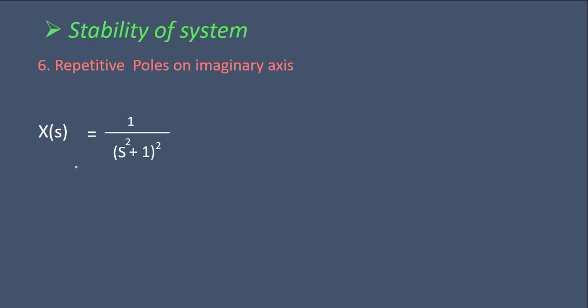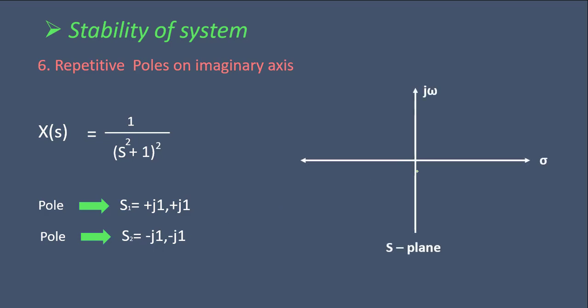So let us take a transfer function X of s equals 1 upon s square plus 1 whole bracket square. The poles will be plus j1 and plus j1, and the second pole will be minus j1 and minus j1. Now this is my s plane. My first pole will be plus j1, then the second pole will again be on plus j1, the third pole will be minus j1, and the fourth pole will again be on minus j1. So these are repetitive poles on the imaginary axis.